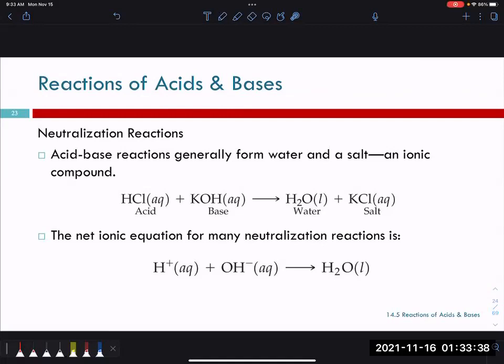For these acid-base reactions, if we're reacting an acid with a base, you generally form water and an ionic compound, or salt. So if we have HCl, hydrochloric acid, and potassium hydroxide, a base, then we combine hydrogen and hydroxide to get our water, and then potassium and chlorine to get our potassium chloride salt.